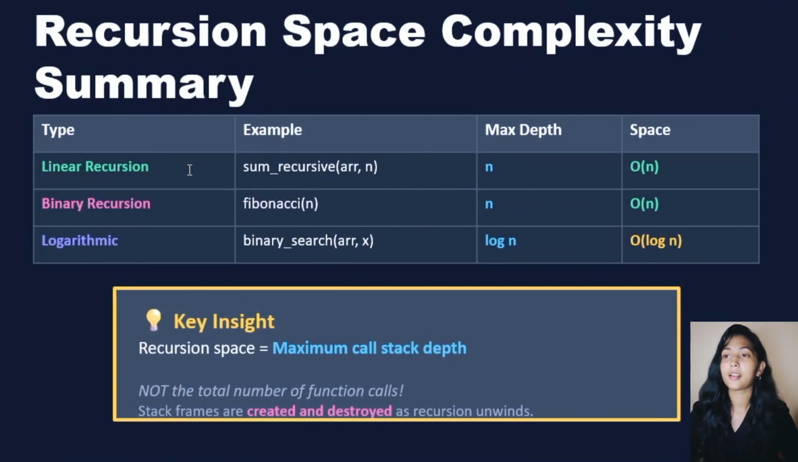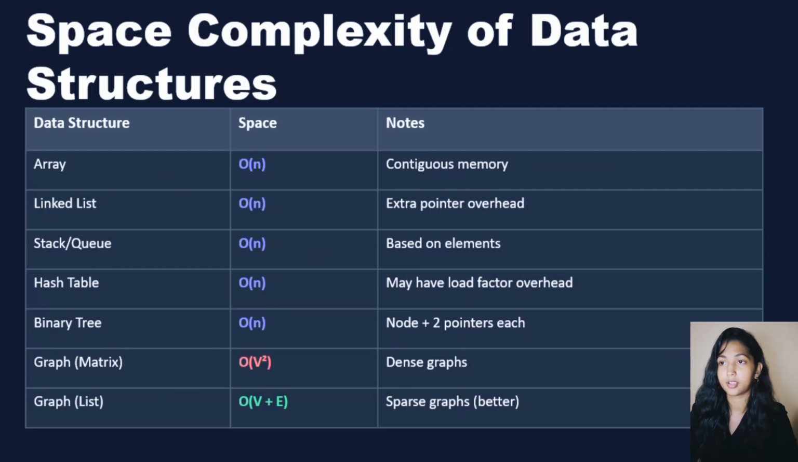Let's analyze the space requirement of common data structures: arrays, linked lists, stacks and queues, hash tables, dictionaries, binary trees, graphs. Here's the comparison table: data structure, space complexity, and notes for reference.